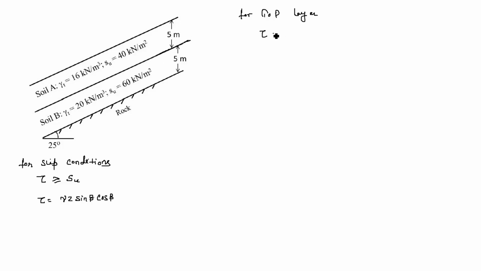So shear stress is equal to gamma into z. Gamma is 16 and depth is 5. So 16 into 5 into cos beta, which is cos 25, and sin beta, sin 25. After calculation, we will get the shear stress as 30.64 kilonewton per meter square. Here we can see the shear strength is 40. So the shear stress is smaller than the shear strength of the soil. So in the first layer, or the top layer, slip will not occur.